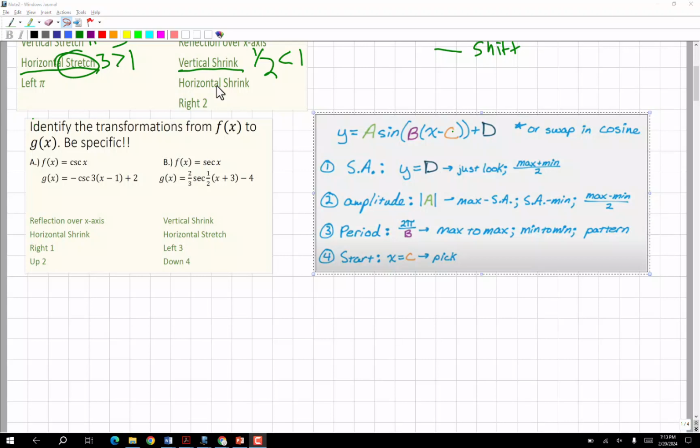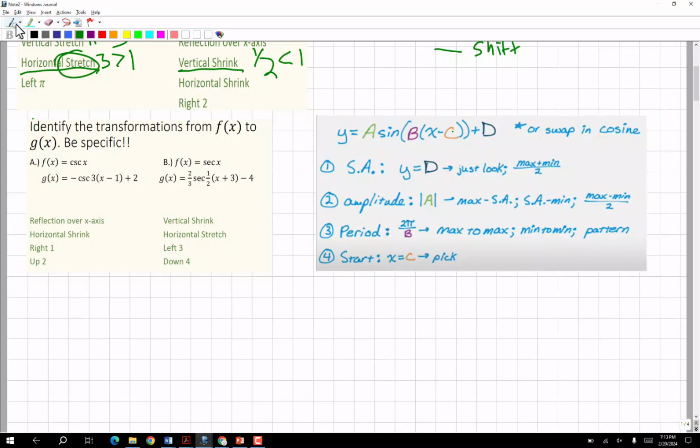Okay, the next part. So what are the transformations for this? Again, we've got a negative sign up here, and that negative sign means there's a reflection. Then we have this 3. Let's see what this 3 does.